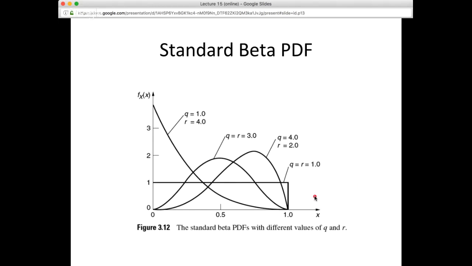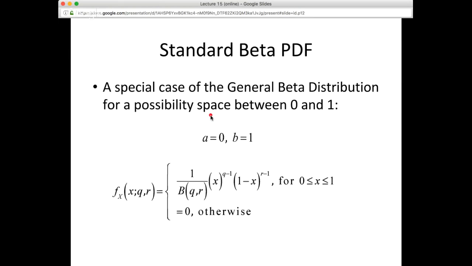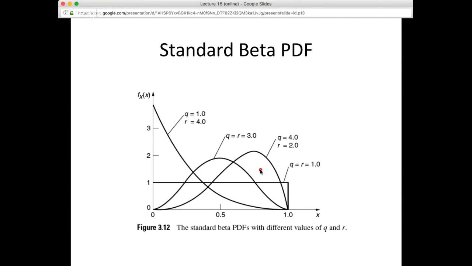And one of the things that's kind of interesting to see is the various shapes that the standard beta distribution can take on depending on the value of its two parameters, Q and R. If we go back, by setting A to 0 and B to 1, we still have Q and R as our two parameters that we have to define in order to define this distribution. And you can see you get lots of different shapes to the PDF depending on the value of Q and R.